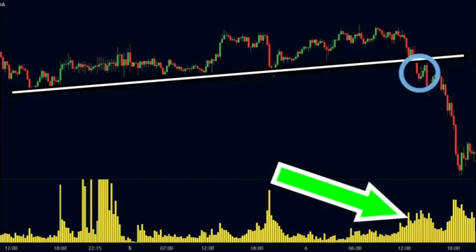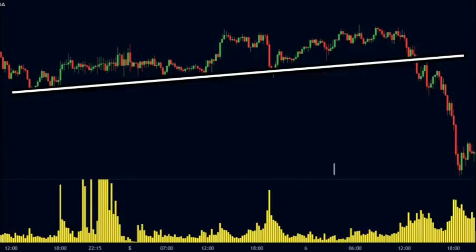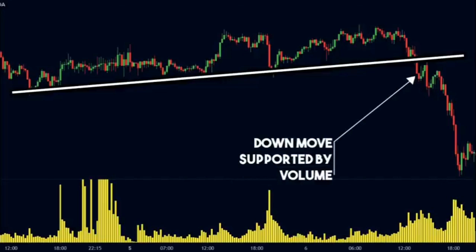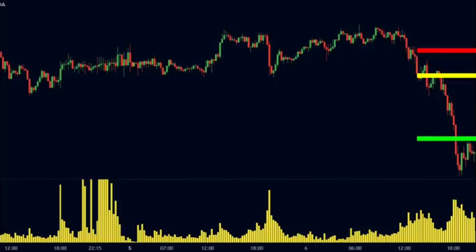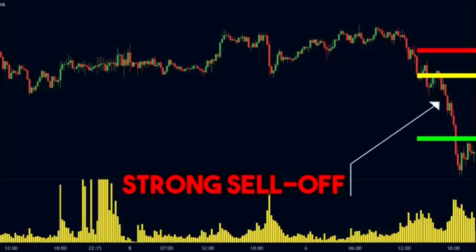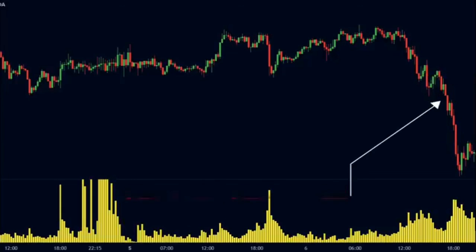As we can see, the volume is rising as the price breaks the trend line. This is a clear sign that the down move is being supported by the volume. Therefore, we sell the pair here. We will keep our stops above the trend line, and we will keep our targets at 2:1 risk to reward ratio. As you can see, the price sees a strong sell-off after our entry.